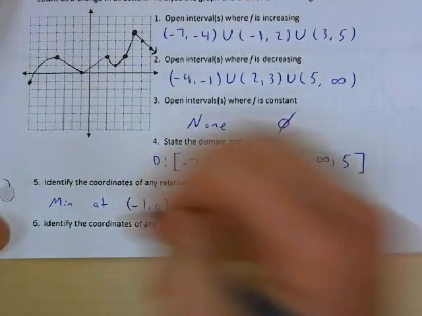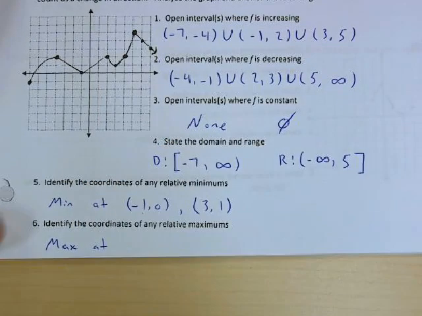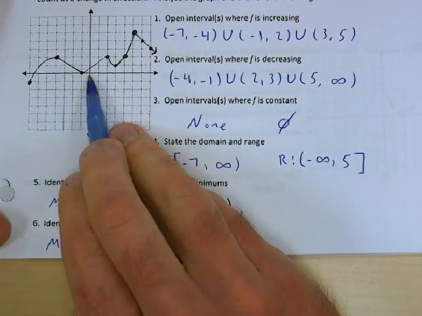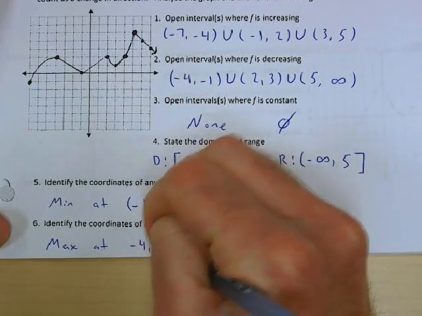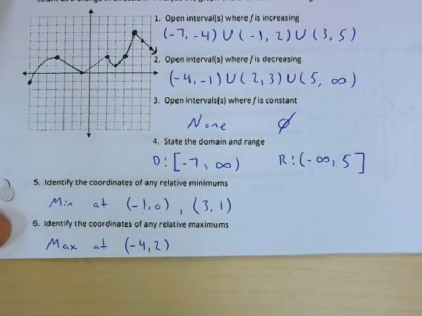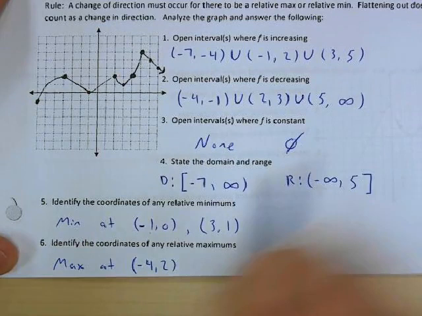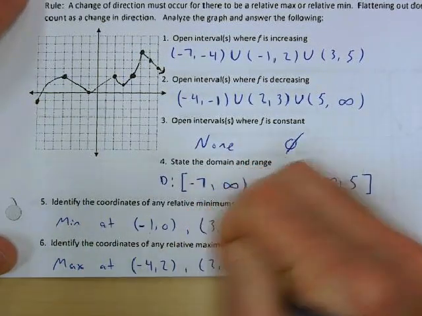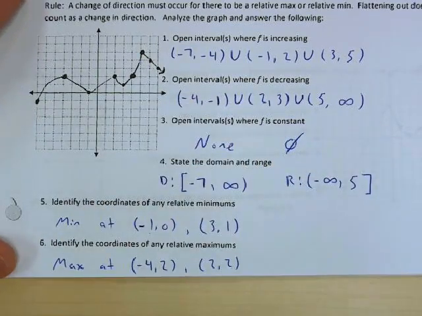Okay, identify the coordinates of any relative maximums. Okay, now you don't have to put the max at part. I'm just going to go ahead and put it there. We have a relative max at where? Okay, so where do we go from increasing to decreasing? Well, here's one point at negative 1, 2, 3, 4, 2. Do we have any other relative maximums? Sure, again, we're looking for these peaks. Where do we have those? Okay, well, we've got another one right here at 2, 2. And one more up here at 5, 5.